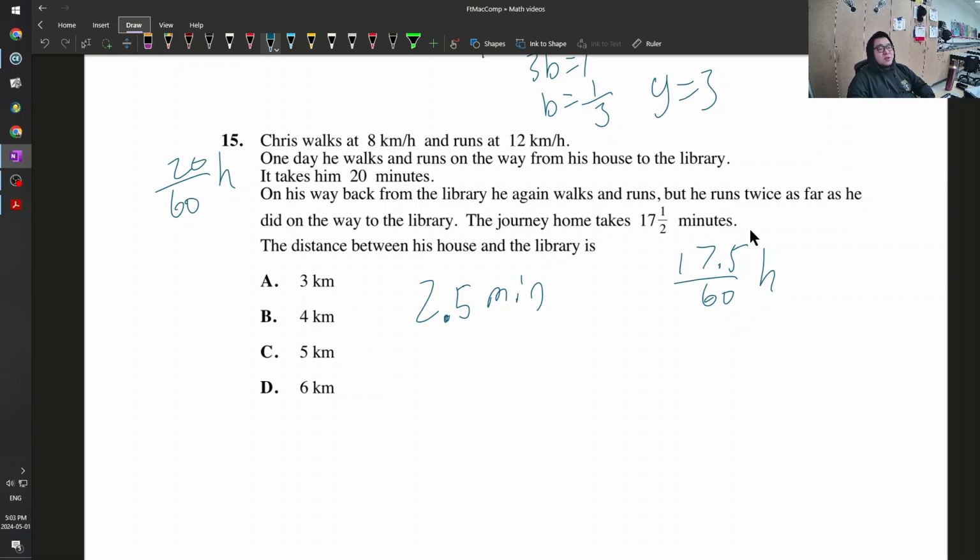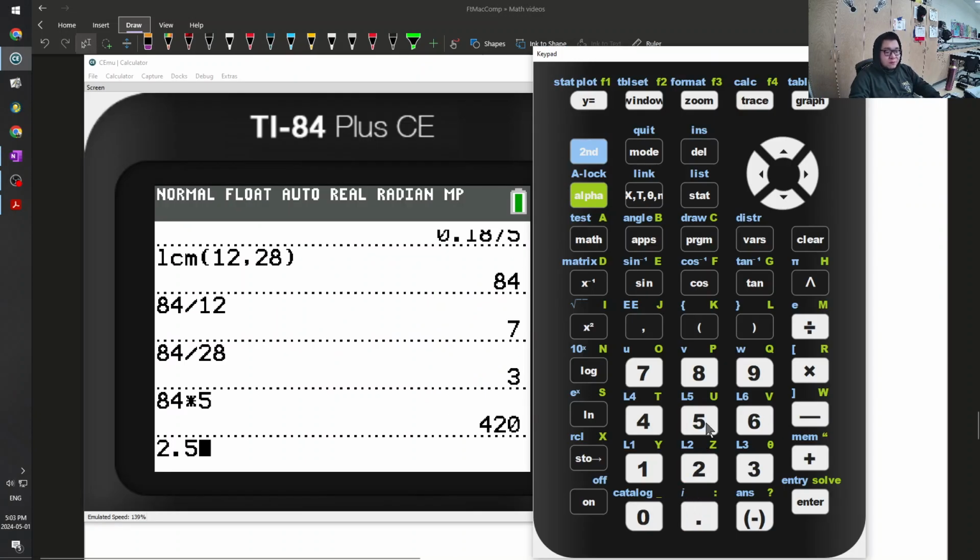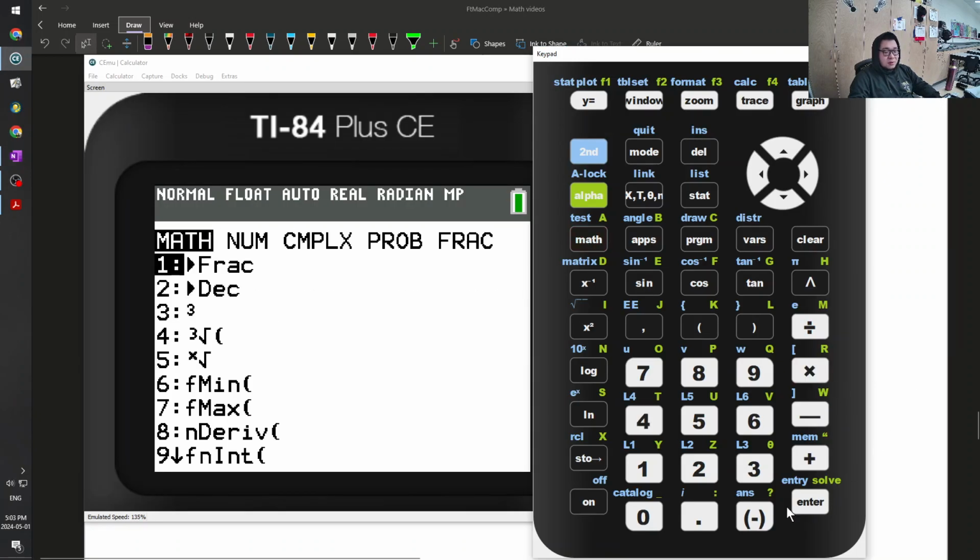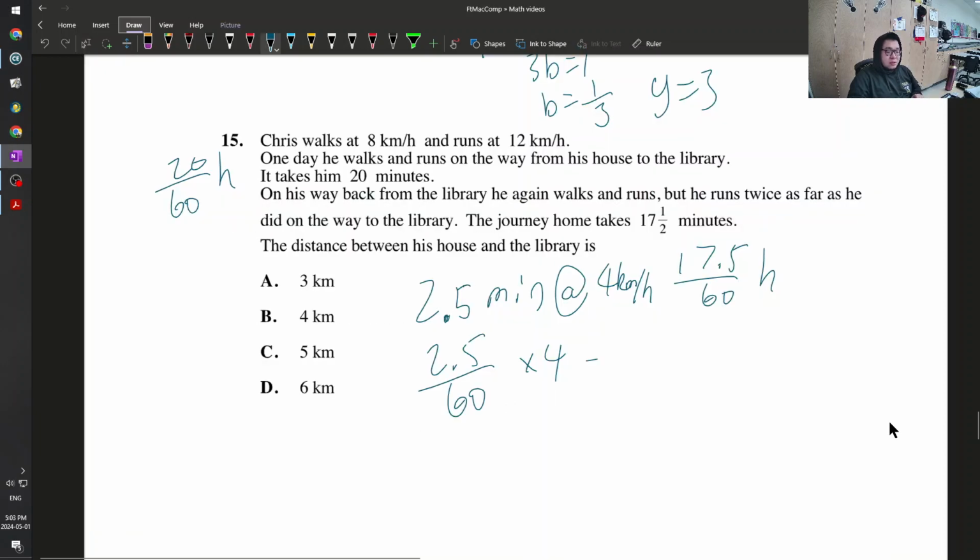So what is the difference of speed in these two? So the difference of speed is 4 kilometers per hour. So 2.5 minutes at 4 kilometers per hour. So that adds up to 2.5 over 60 times 4. That gives me 1/6 of a kilometer. Alright, give me a sec. Let me see if there's a better way to do this question.